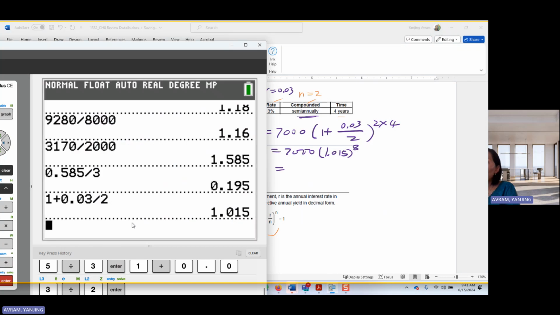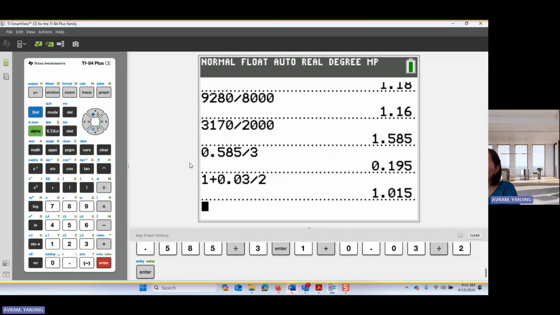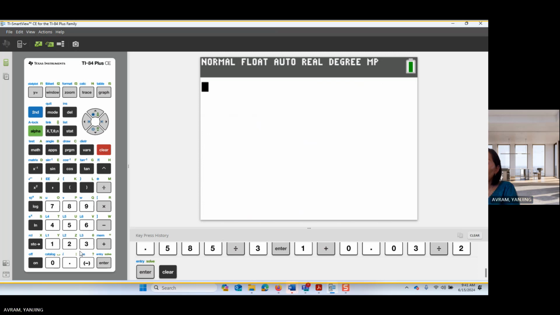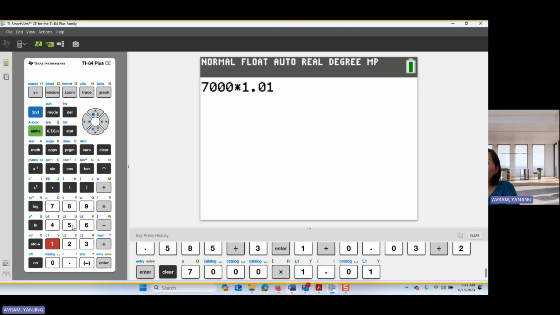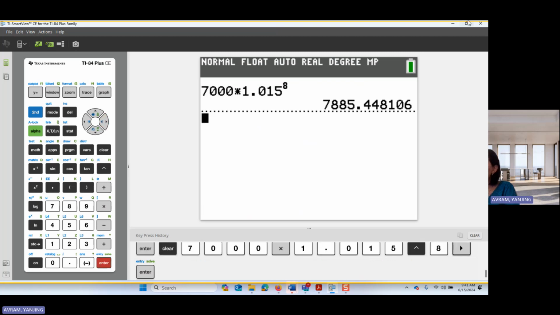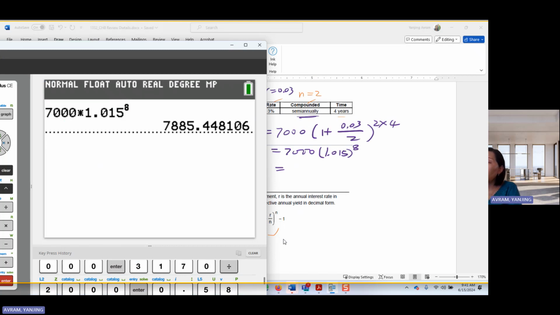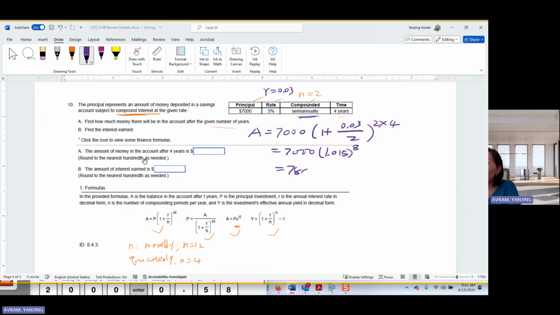Okay. You can put this directly into the calculator. So I have 7,000 times 1.015 raised to the power of 8. And then we hit enter. So that is the amount. For money, we usually round to 2 decimal points. So for 0.448, we're going to round to 0.45. So it's 7,885.45. Okay. So that is the amount after 4 years.